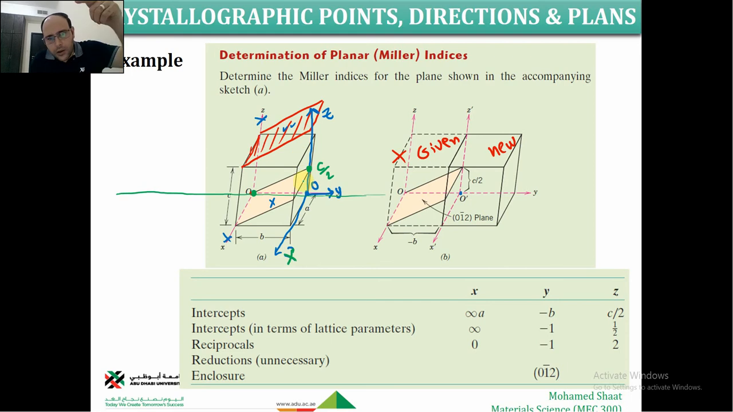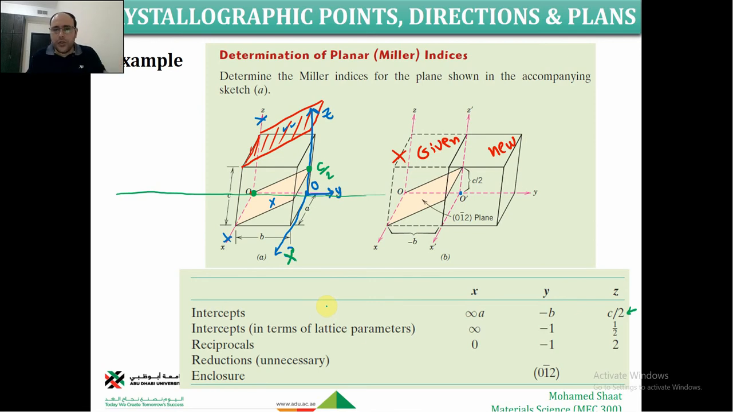Why C? Because C, as we agreed in the last video, is the edge that is parallel to the z-axis. It means that this plane does intersect with the z-axis at a point. This point is C over 2. This C over 2 is the intercept. So it means that the intercept of the plane with the z-axis is C over 2, as already given here. So we got this C over 2. Do the same for the other axis.